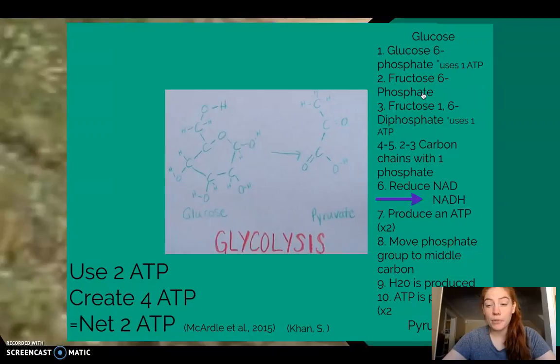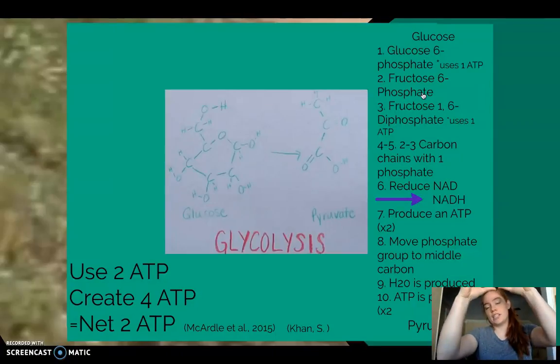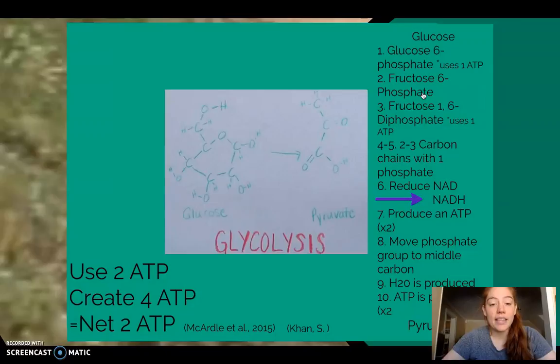The seventh enzyme is going to produce an ATP. And if you remember, the fourth and fifth enzymes divided it into 2 3-carbon chains. So that's happening twice, so each one produces its own ATP. So now we have 2 ATPs. The eighth enzyme moves a phosphate group to a middle carbon. Right now it's bonded to the top and it's just moving it to the middle. The ninth enzyme has a byproduct of H2O. And then lastly, another ATP is produced, times 2 because we have 2 chains. So we've gone from glucose to pyruvate, netting 2 ATPs in glycolysis.